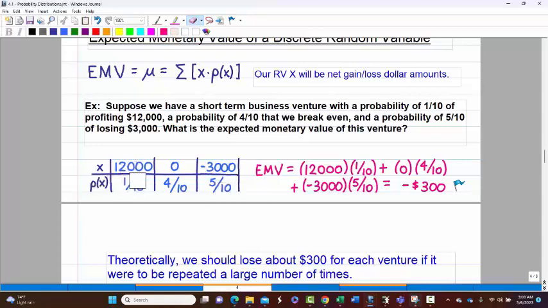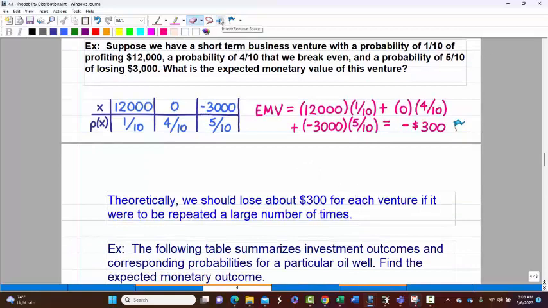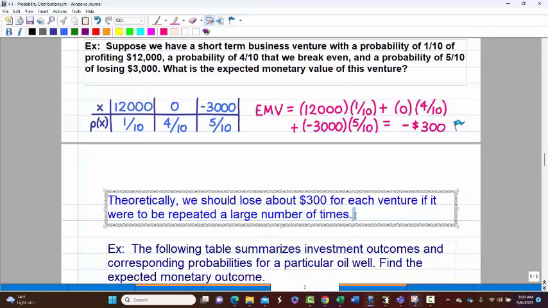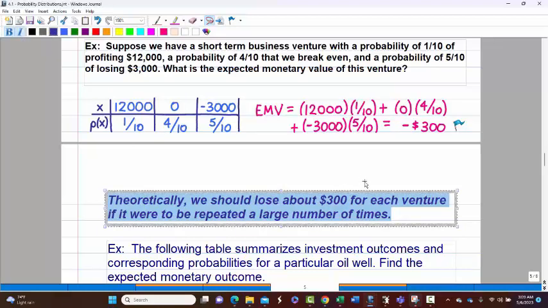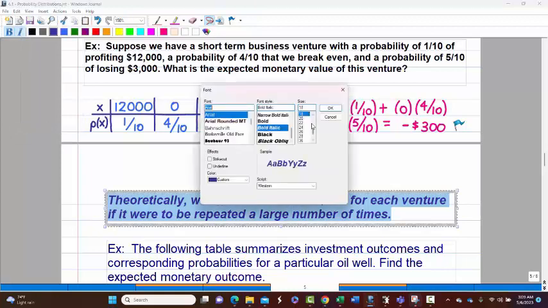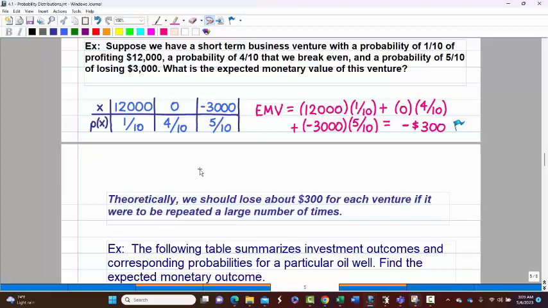So you just do the calculation, X times P, X times P, X times P, and that comes out to be negative 300. Okay, so what that basically means is, you're not going to lose negative 300 on any one outcome, but if you did this experiment over and over and over, you should, on average, lose $300 each time. And that's no good. If you do it a lot of times, that's going to be a lot of money. So that's not really a good business venture for us.